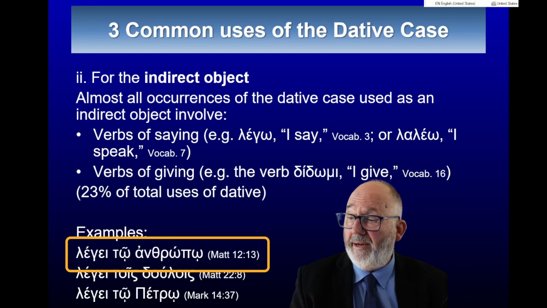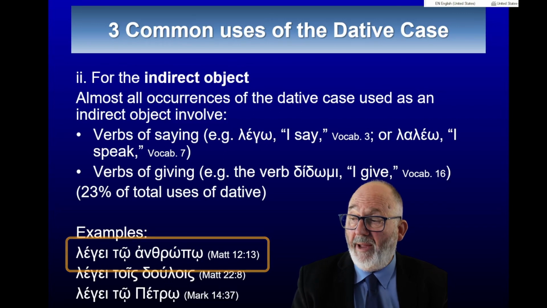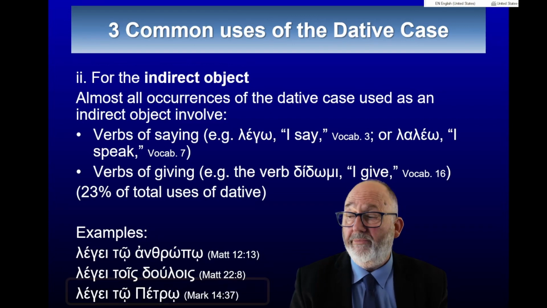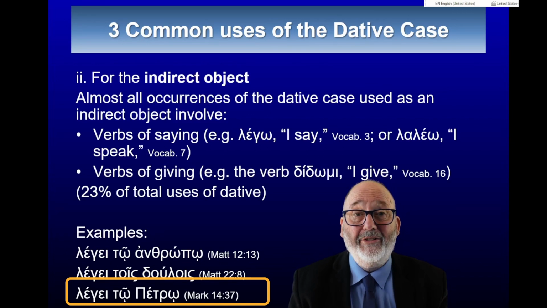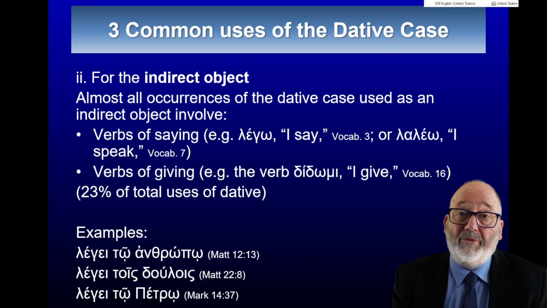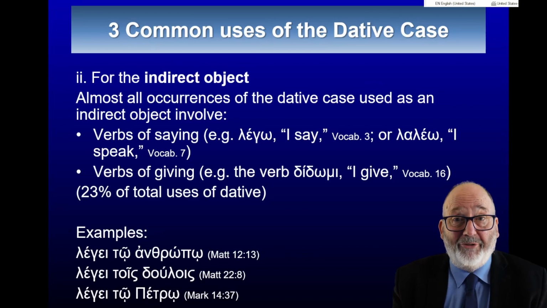Legei to anthropo. That's found in Matthew 12. And as you can see, it's easy to translate. He said to the man. Legei tois doulois. He said to the slaves. Legei to Petro. He said to Peter. So it makes sense. It's easy to translate. We just say, oh, that's in the dative case, and it's a verb of saying. Therefore, it must be an indirect object.